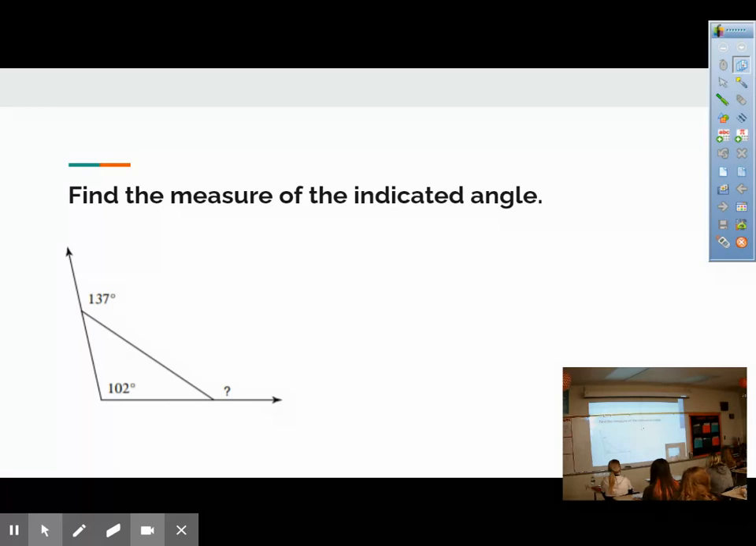This time, whenever you share your answer with your partner, if you got two different answers, you're going to need to argue your point of why you think it's the answer you think it is. So that way you can try to figure out who is correct. All right, go ahead, share what you got with your partner.